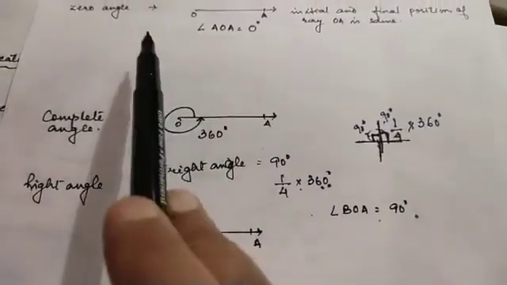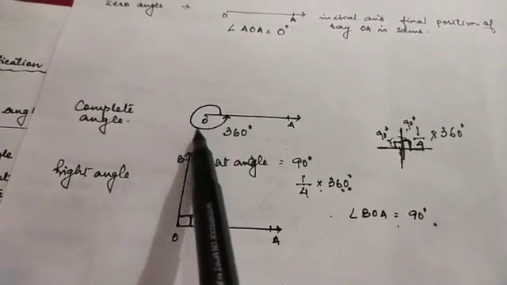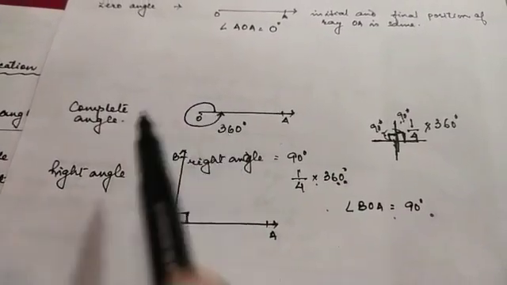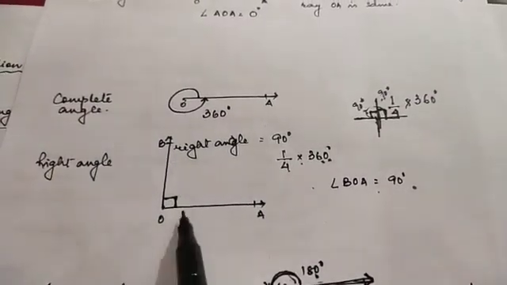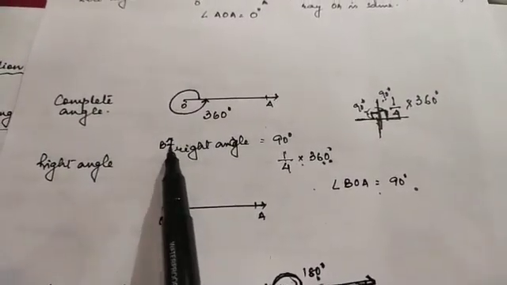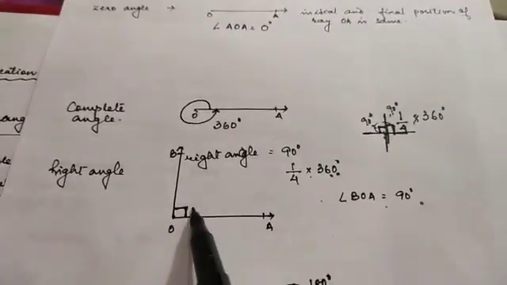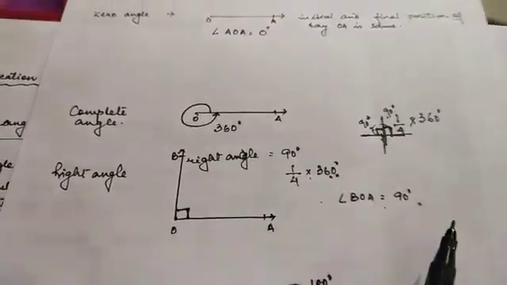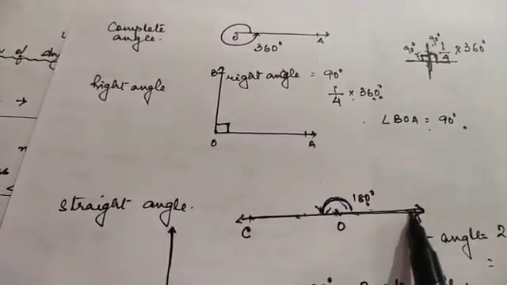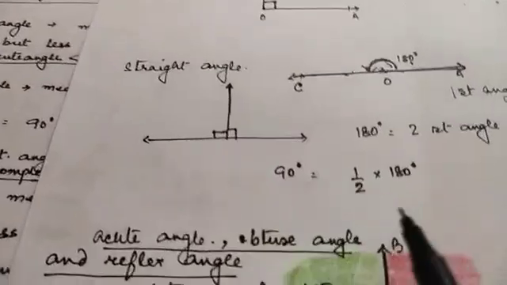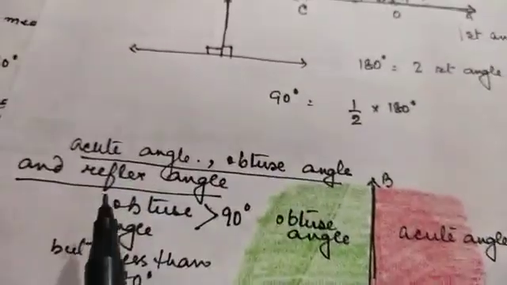The first angle we studied was the zero angle, the lazy one. Second, the complete angle, which rotated and completed one rotation. That is 360 degrees, the complete angle. Then the right angle, it stood erect perpendicular on the ray OA. And then the straight angle, which is lying straight. Then we'll come to acute angle, obtuse angle and reflex angle.